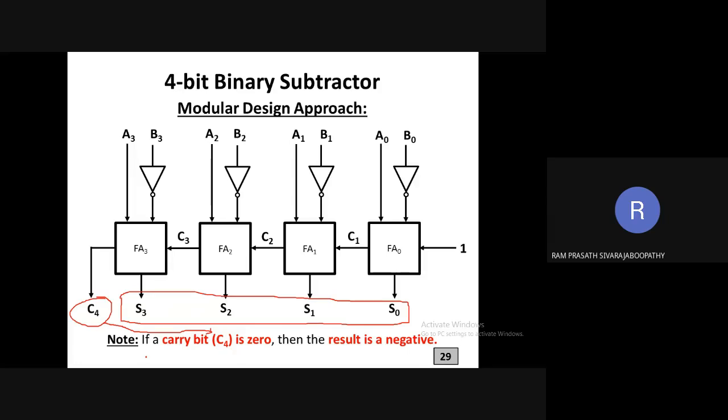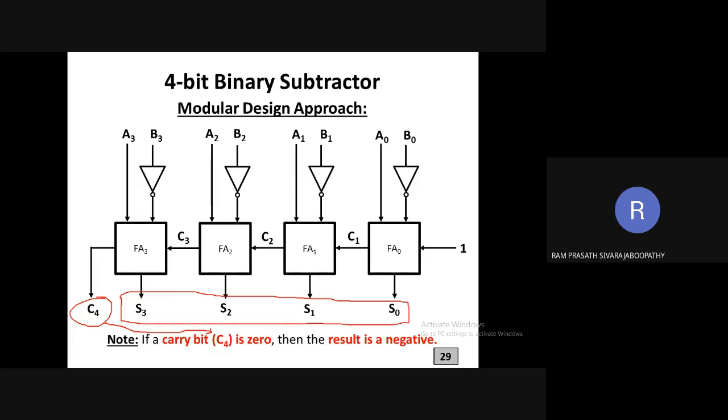If the result is negative, what do we have to do to know the magnitude? Again you have to perform the 2's complement of the difference, S3, S2, S1, S0. This is what we called the difference. Correct? How do we know the difference we got is negative? If C4 is equal to 0. Fine? Okay. Now I will move to the next slide.